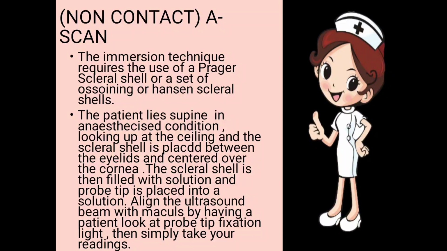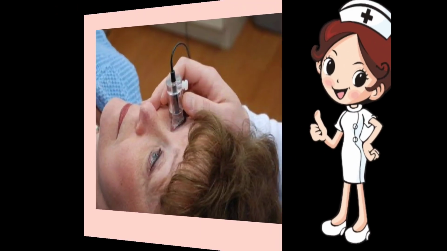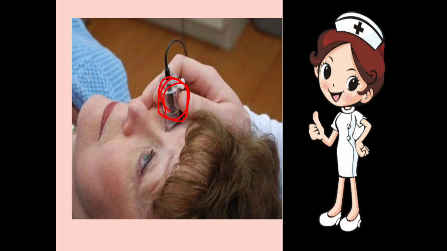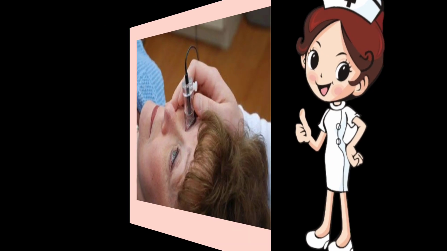So in case of A scan by non-contact method, the immersion technique requires use of a Prager scleral shell or a set of Opsahl and Hansen scleral shells. This one is the scleral shell. This transparent part is known as a scleral shell, which we use to calculate the axial length of the eye of the patient.